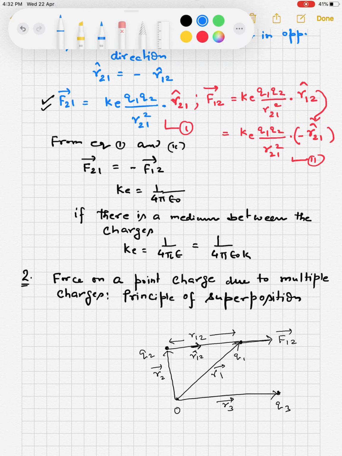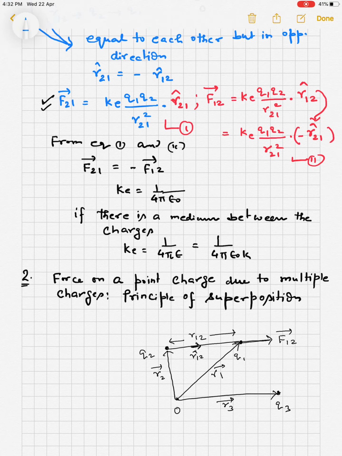Now the force due to Q3. So join Q3. Suppose the length of this, Q1 to Q3, is R13 and the unit vector in this direction is R13 unit vector. So the direction of force will be along the line joining the charges. So this is the force, this is F13.